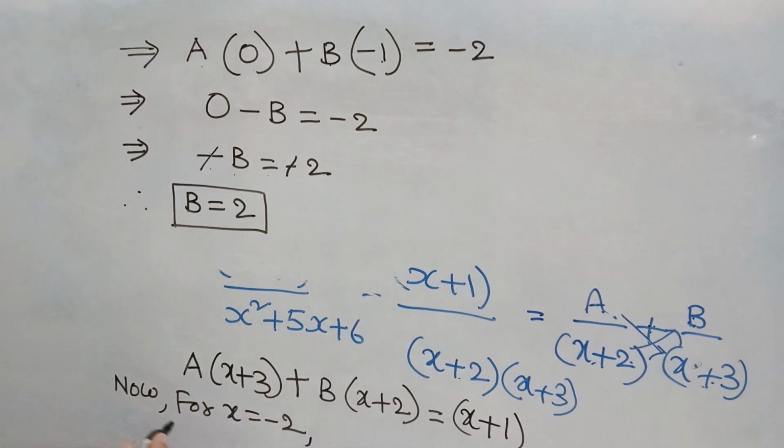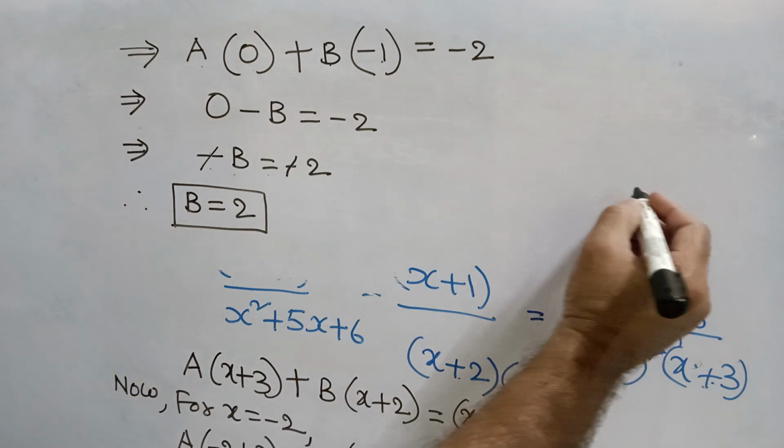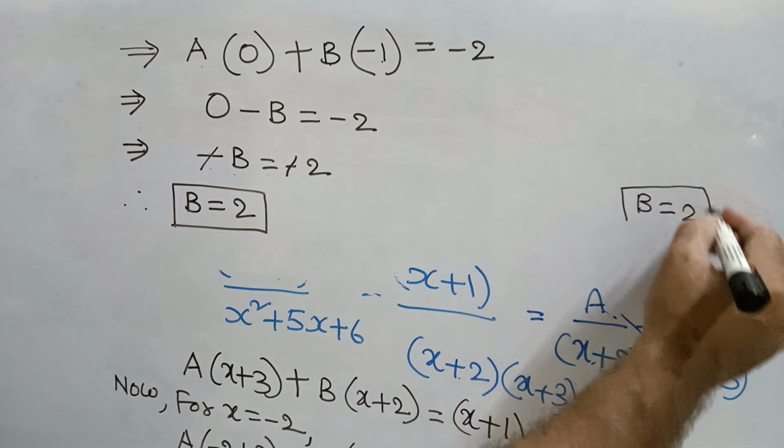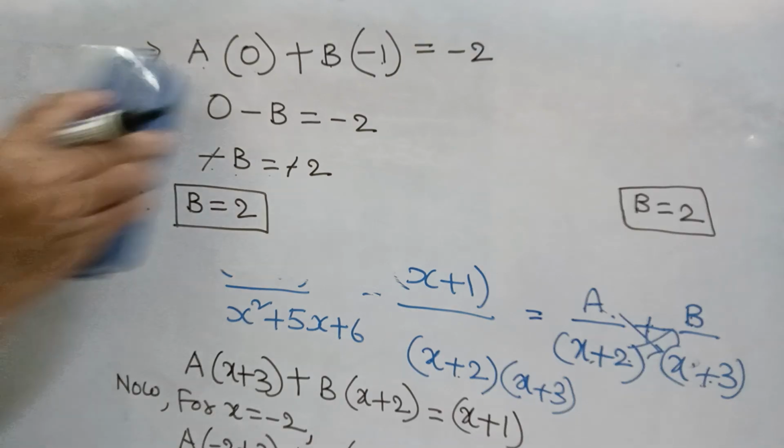What you will get for this? Here a, it is minus 2 plus 3, and plus b into x, minus 2 plus 2, is equal to minus 2 plus 1. Am I correct? And the equivalent I will write here. So remember that your b value is 2, because I will erase here.